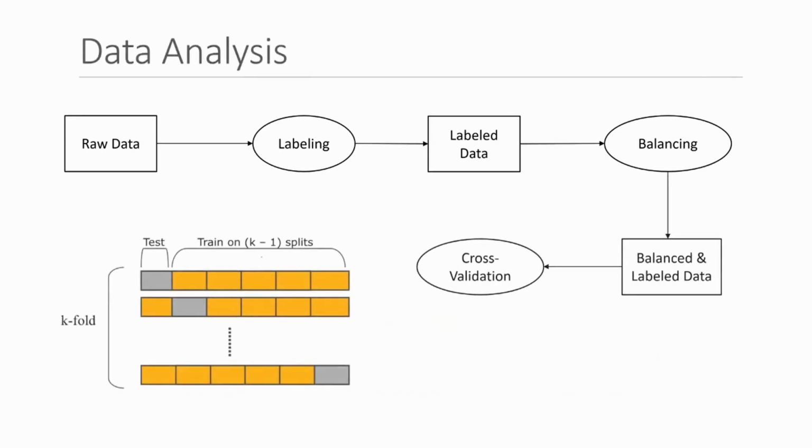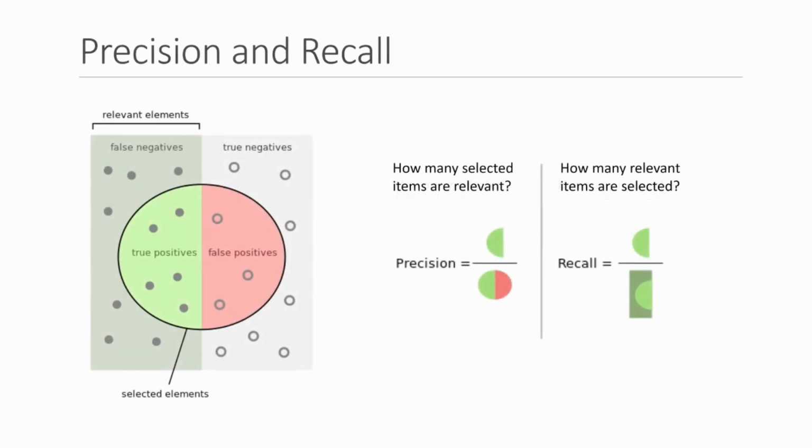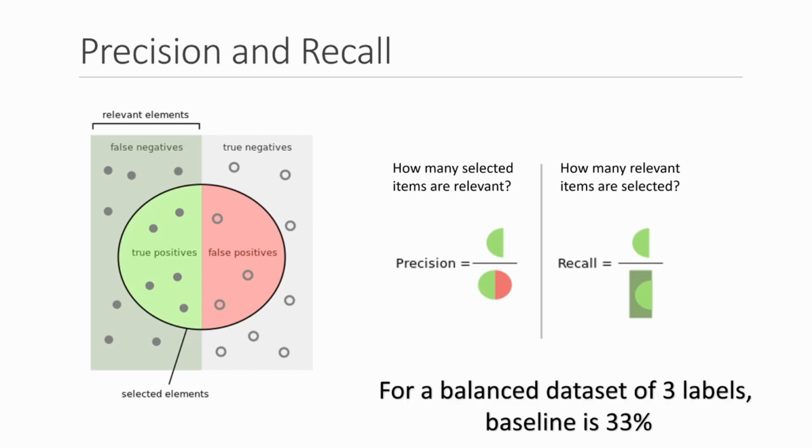We use a very popular validation called cross-validation to split the data into different folds and then test based on that. We apply different machine learning techniques to get the resulting models. We compare these machine learning techniques and choose the one with the best results. To evaluate the accuracies, we use precision and recall. Here is the definition of precision and recall. The important caveat that we want to point out here is that because we have 3 labels, the baseline in this case is not 50%, it is 33% for both precision and recall.